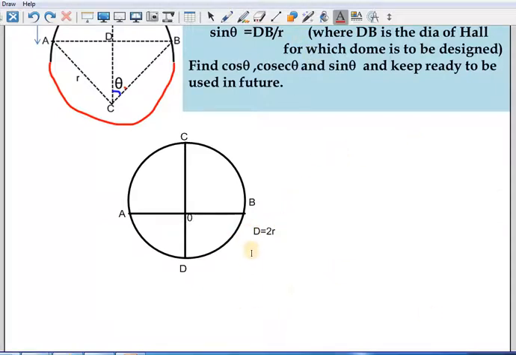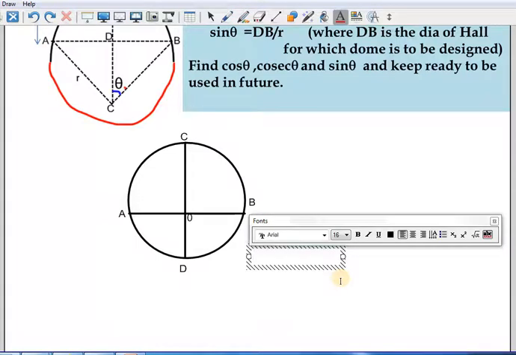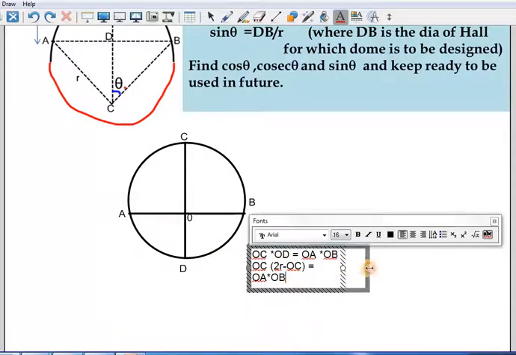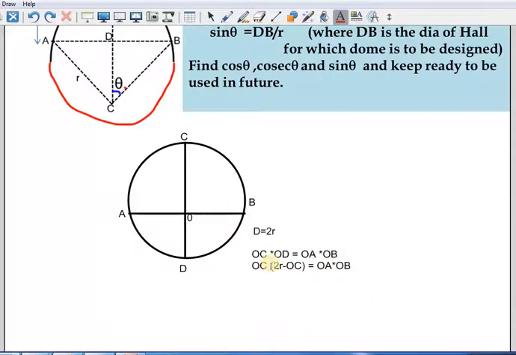As a property of the circle, I can write OC into OD is equal to OA into OB. Otherwise, OC into OD means I can write 2R minus OC, since from CD, if CO is removed, it will come OD, is equal to OA into OB. So from this we can find out R. This is the principle we will use here to find out the value of R.